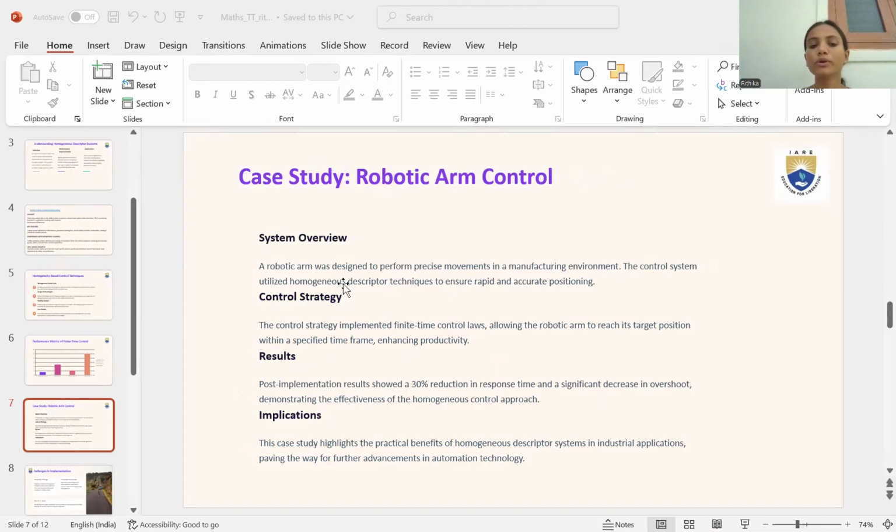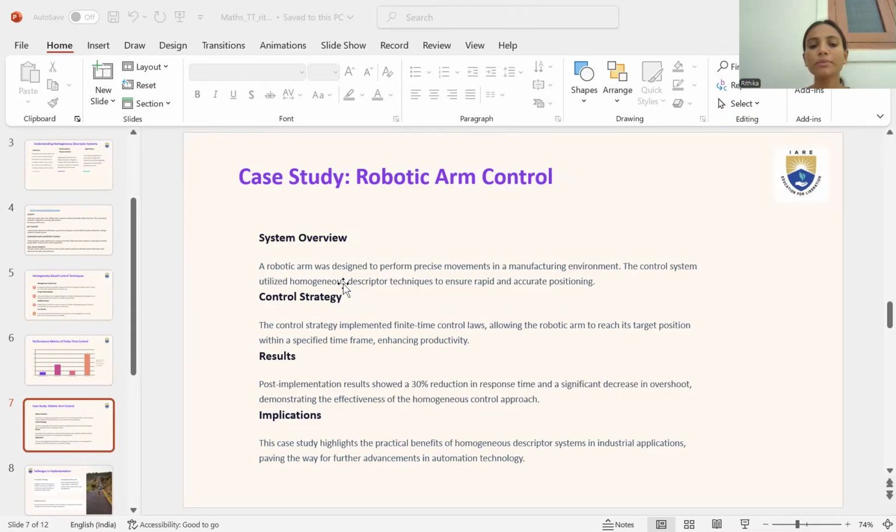System overview. A robotic arm control was designed to perform precise movements in a manufacturing environment. The control system utilized homogeneous descriptor techniques to ensure rapid and accurate positioning. Control strategy. The control strategy implemented finite time control laws, allowing the robotic arm to reach its target position within a specified time frame. Enhance productivity.